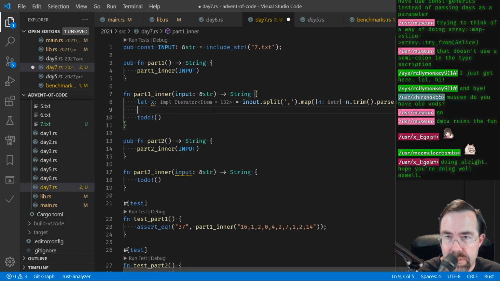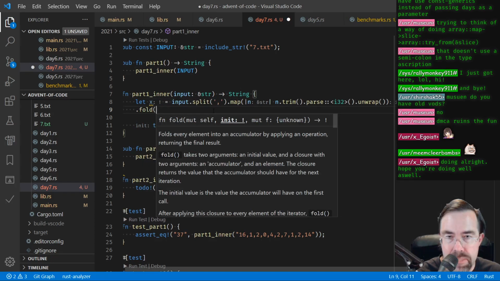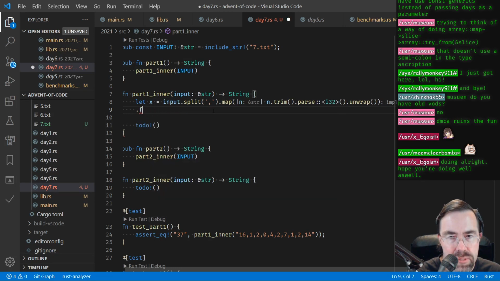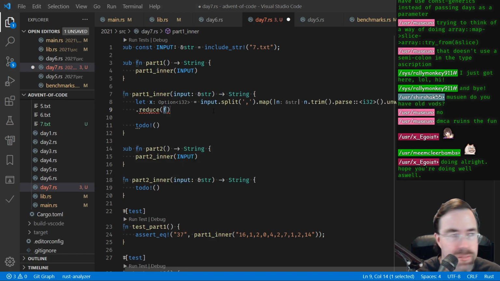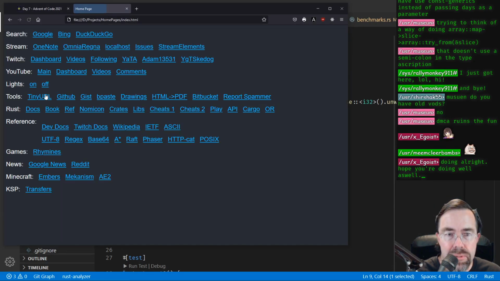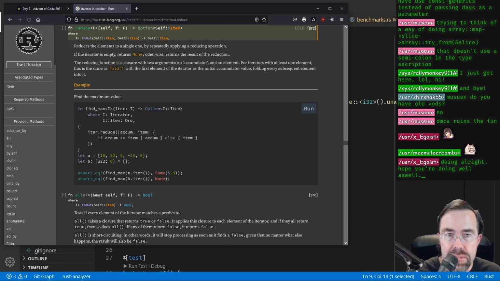All right, so given the numbers, I think what we want to do is we're gonna do some algorithm inside of a fold, or should we just do reduce? Because reduce starts with the first element being the initial value of the initializer, right? I haven't used reduce a whole lot, so let me look it up. Reduce, iterator reduce. So we have to give it a function that takes 2 items and returns an item.